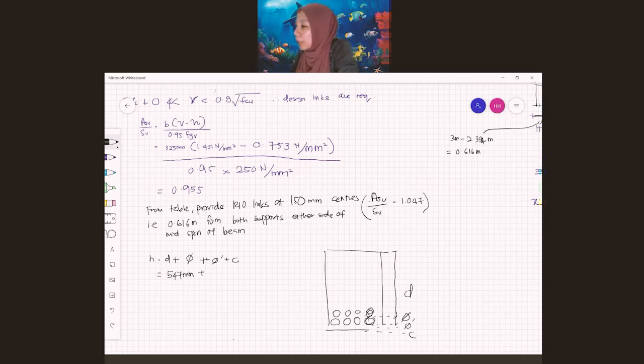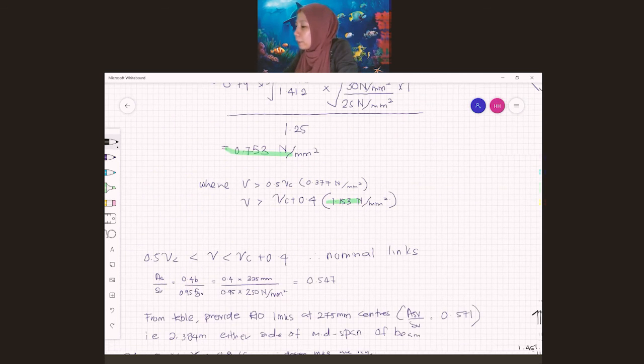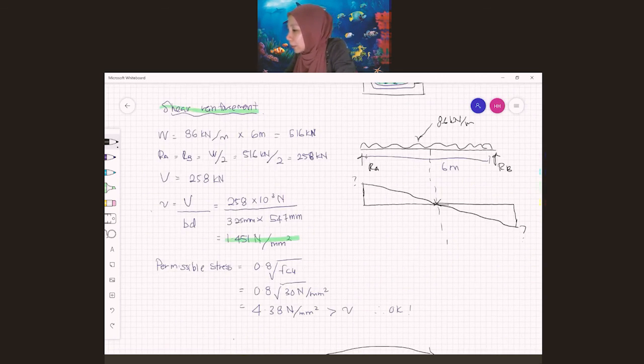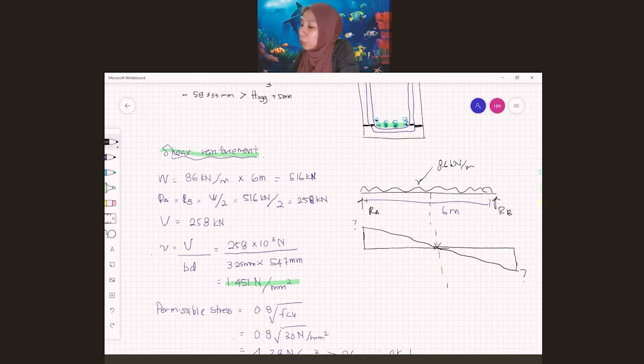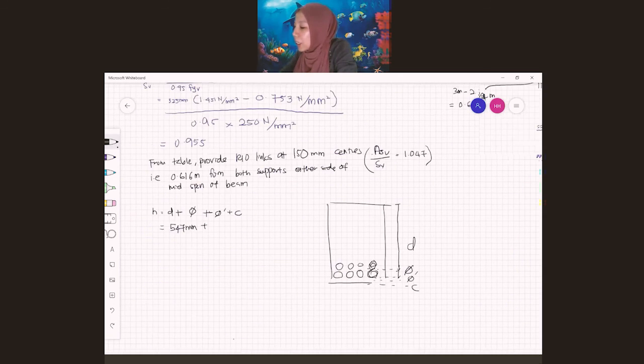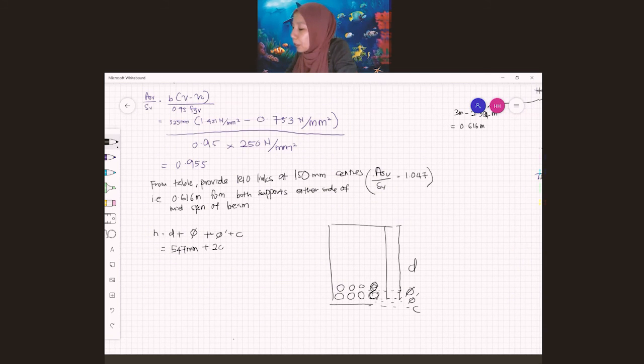Full bar, we know that kita design dia as 8Y berapa tadi? 8Y20. So kita punya diameter adalah 20 mm. Okay. And then plus dengan 10 mm diameter of link. And then plus dengan 25 mm concrete cover. Right. So kita boleh dapat jawapan dia. Okay. So berapa jawapan dia ya? Okay, I dapat 602 mm.